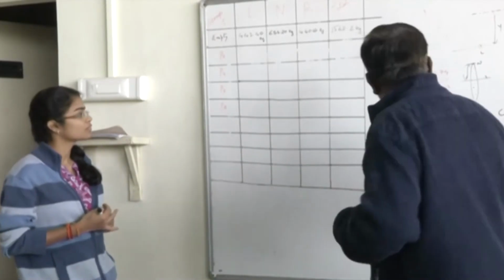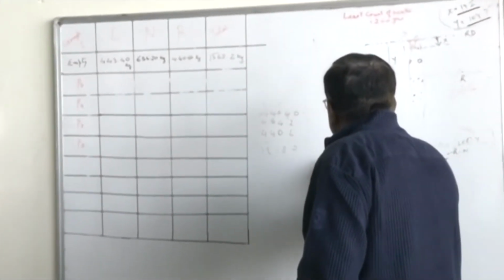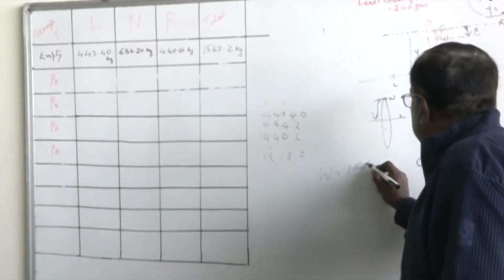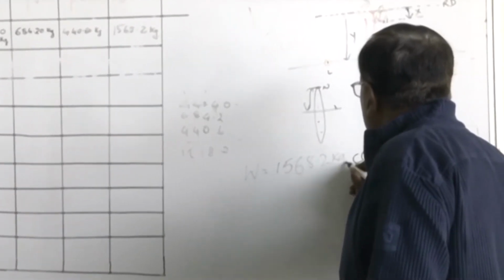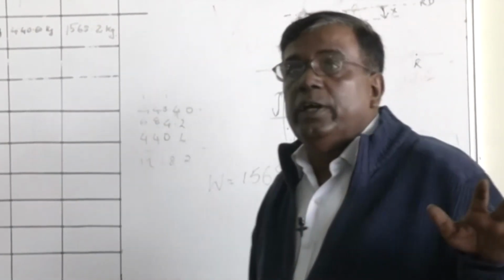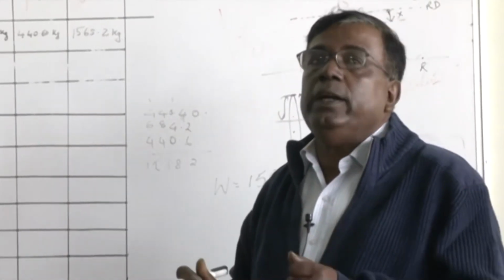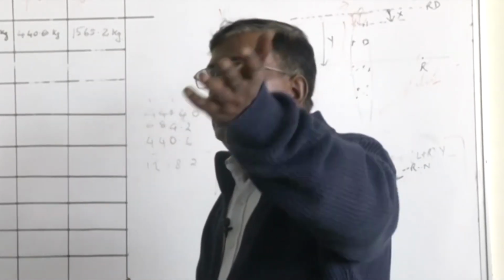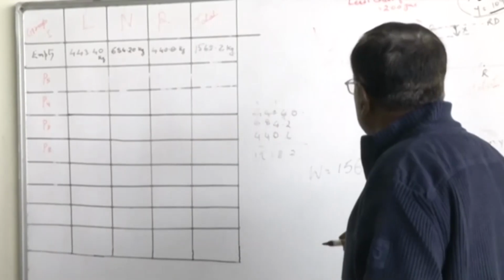Now tell me one thing. Now see, we now know that weight is equal to 1568.2 kg. Now we want to know under this configuration where is the CG location. How should you find out? How to find it out? Anyone who can come? Boys or girls? Anybody? Yes, come.